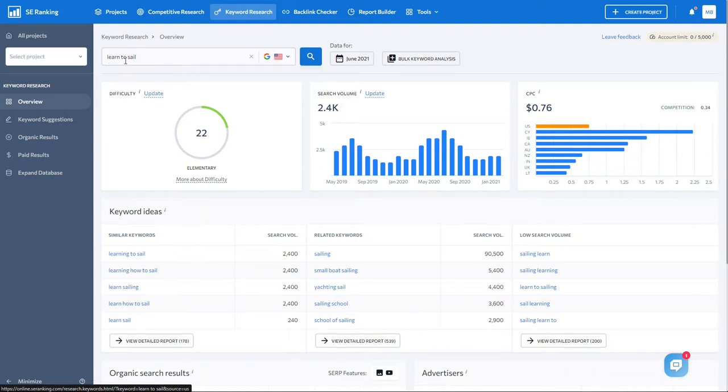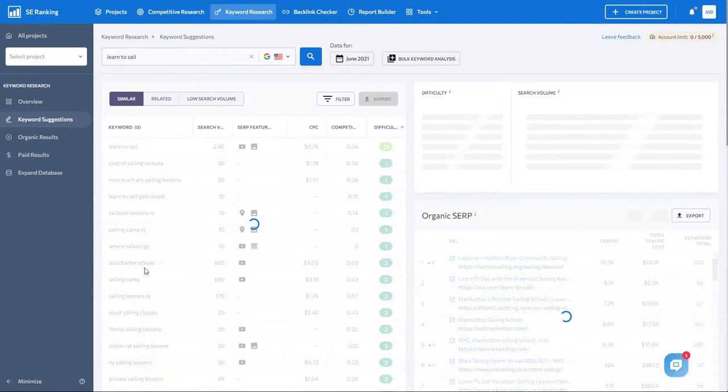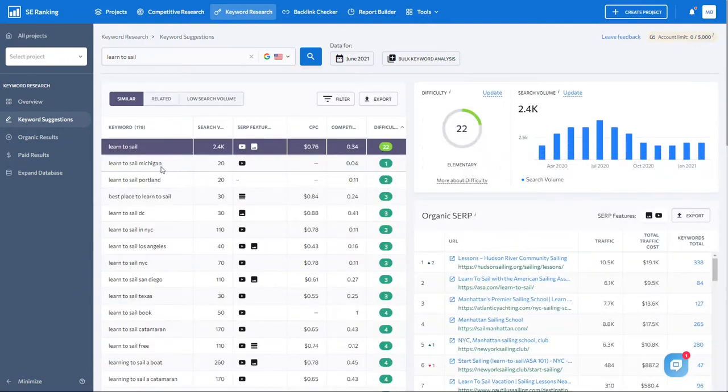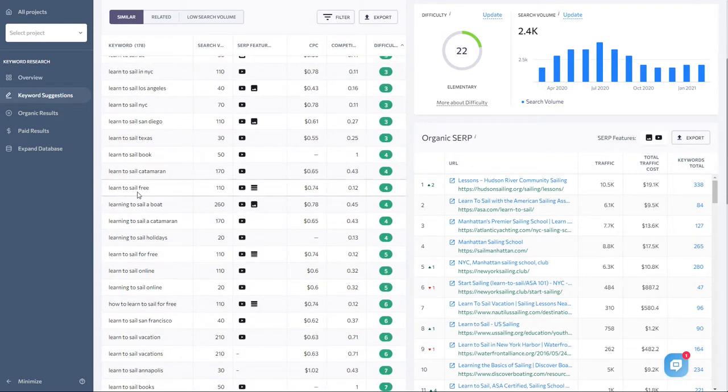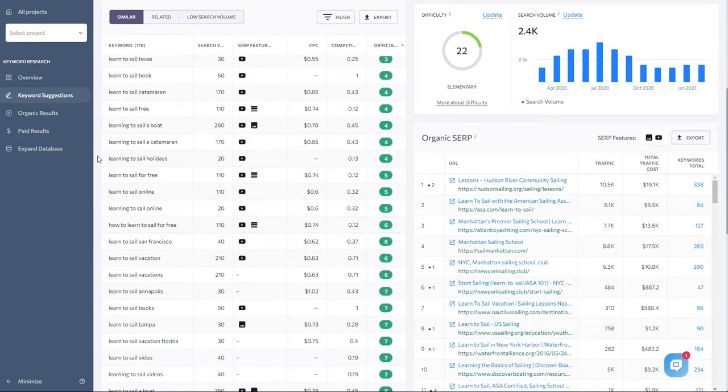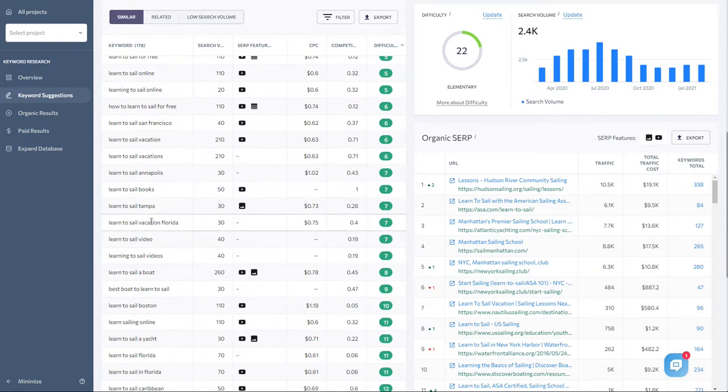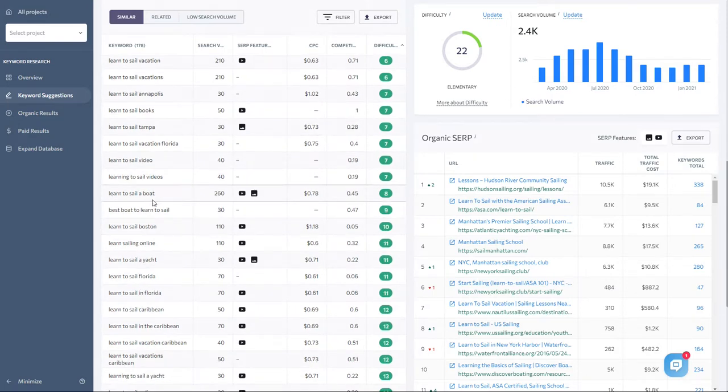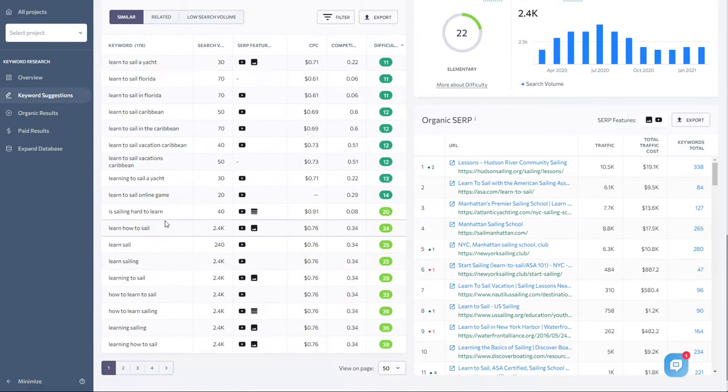So, learn to sail on SERanking. We've got 171 similar keywords, 539 related keywords, and 200 low search volume. So let's look at the similar keywords. Learn to sail Portland, best place to learn to sail, learn to sail free, learn to sail book, learn to sail holidays, learn to sail boat, best boat to learn to sail.